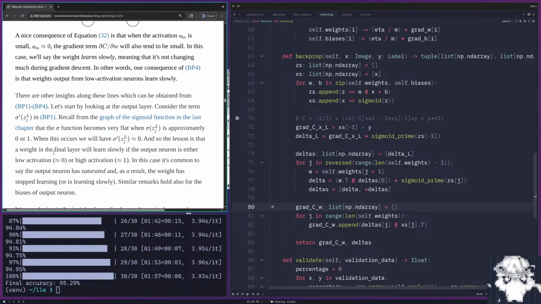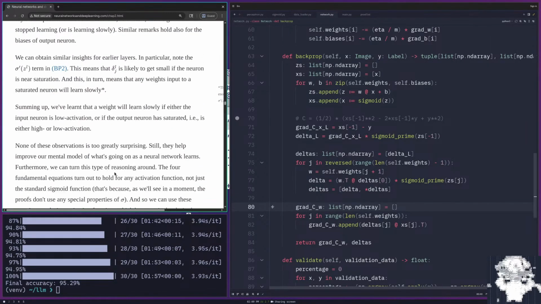And so the lesson is that a weight in the final layer will learn slowly if the output neuron is either low activation, close to 0, or high activation, close to 1. In this case, it's common to say the output neuron has saturated, and as a result, the weight has stopped learning or is learning slowly. Similar remarks hold also for the biases of output neuron.